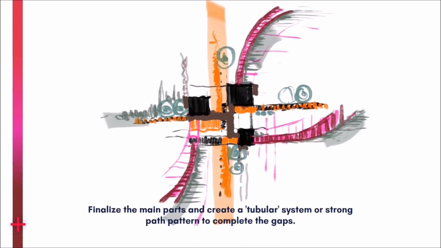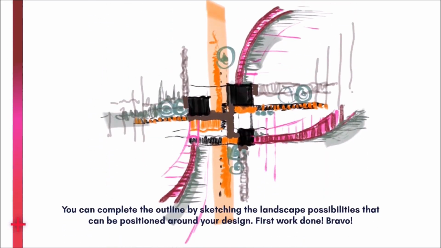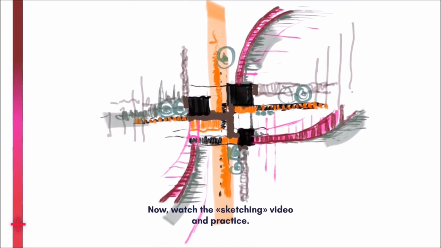Finalize the main parts and create a tubular system or strong path pattern to complete the gaps. You can complete the outline by sketching the landscape possibilities that can be positioned around your design. First work done. Bravo! Now watch the sketching video and practice.